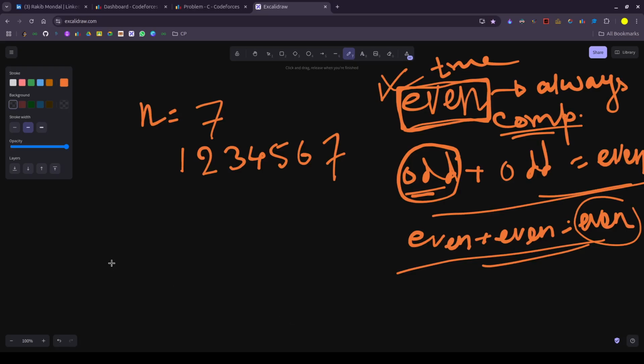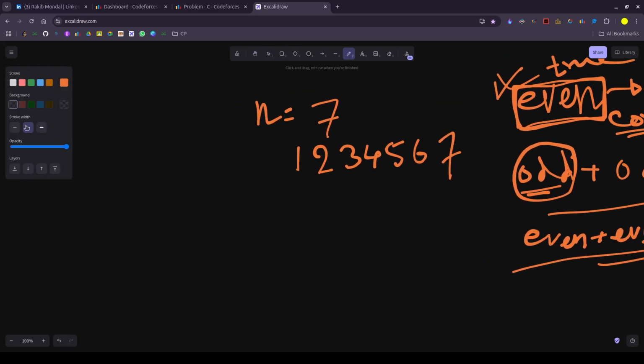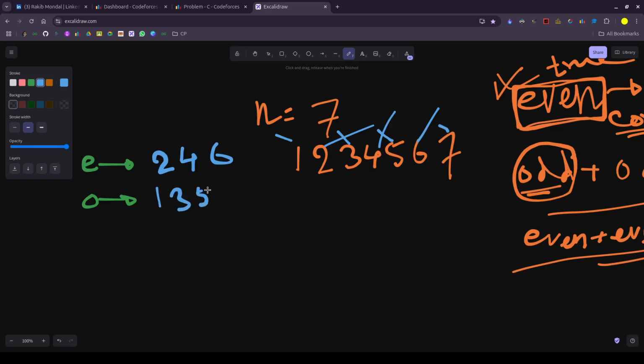So from this, if we split this array into two parts, like this, if we take even numbers here and odd numbers here, the even numbers are 2, 4, 6, so we can take 2, 4, and 6, and the odd numbers are 1, 3, 5, 7. Now look here, friend.